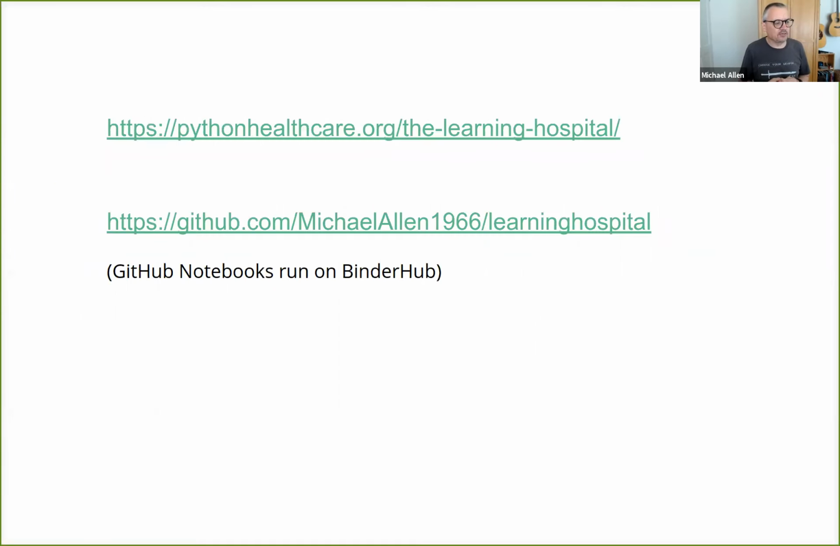There are links here to the Learning Hospital, so we've published a preprint paper on this, and that site links to, I must make sure it links to the paper actually, or I'll put the paper in. And the Learning Hospital site links to all of the notebooks and gives a bit more background for each page than is in the Jupyter notebooks. And then there's the GitHub repository.